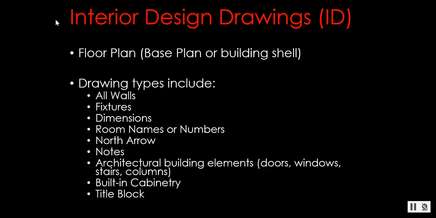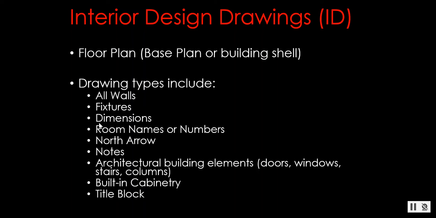Now, let's talk about the floor plan or base plan or building shell. Now, drawing types. What does this drawing type include? What are the things that are included? Now, you guys have already done a floor plan, so you know some of this information. The floor plan will include all the walls. Just like we had on our last drawing, it did include all the walls. It also includes the fixtures, those things that are affixed to the property, like toilets and sinks. They're fixed to the property.